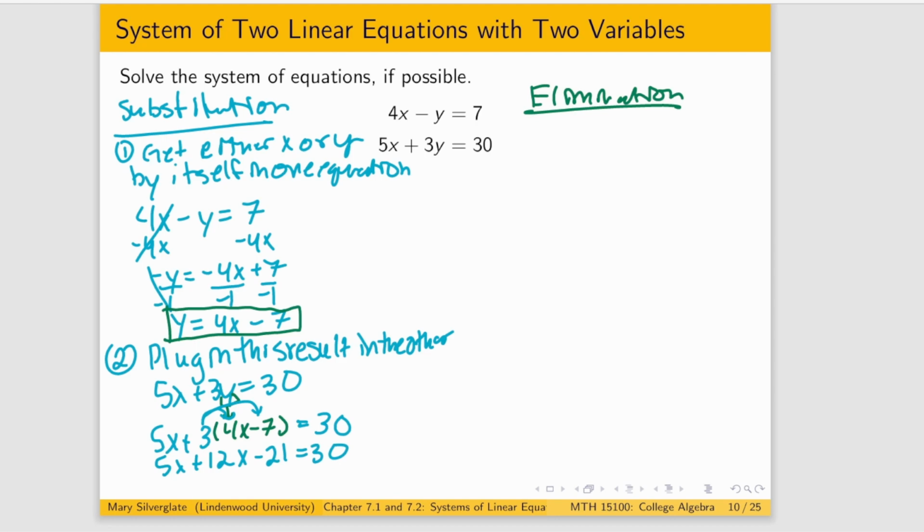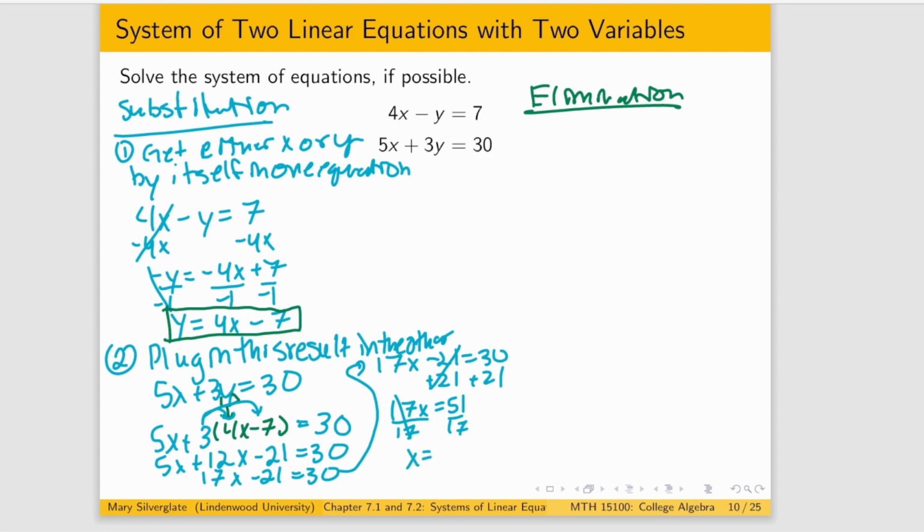Then I would want to combine like terms within one side of an equation, so that would be 17x minus 21 is equal to 30. Now I want to get x by itself, and I'm starting to run out of room here, so I'm going to just rewrite this up here. So I want to undo any subtraction, so I want to add 21 to both sides to get rid of subtracting 21. I get 17x is equal to 51. And as a final step, I want to undo multiplying by 17 by dividing by 17.